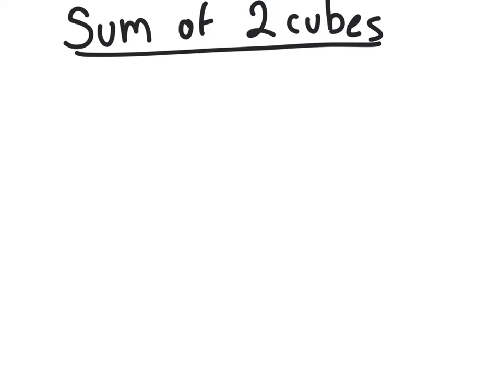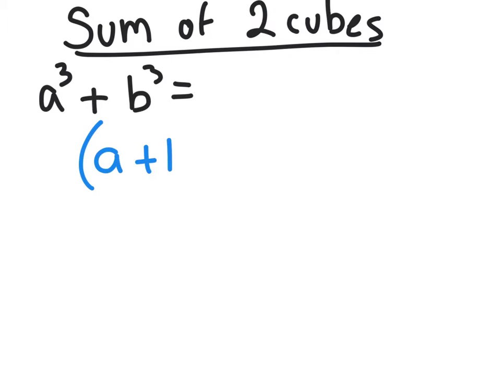The sum of 2 cubes formula. Sum means add, all right? So we're going to be adding 2 things. And what are we adding? We're adding 2 cubes. So if you have a to the 3rd power, that's a cubed, plus b to the 3rd power, that's b cubed. Now, that's what it is, but the formula itself is going to be a binomial times a trinomial. So I'm actually going to write it right here. The binomial will be a plus b.